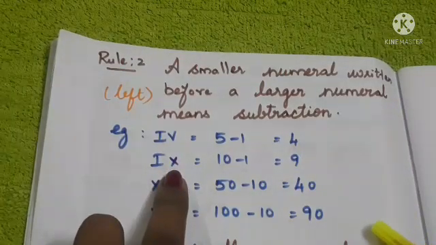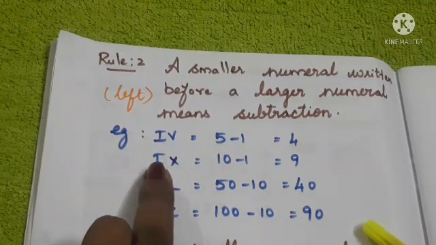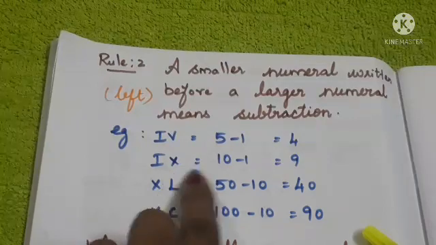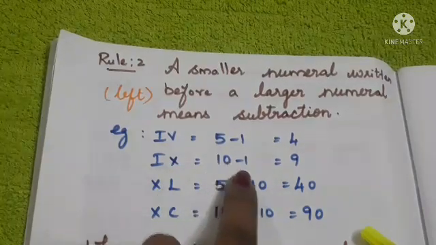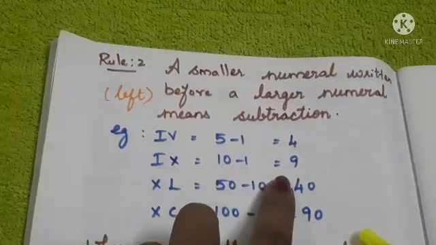Okay, look at next one, IX. Here X is the larger numeral. At the left side of the larger numeral we have the smaller numeral. So first we have to write the larger numeral, that means 10. X means 10 minus, we have to put the minus symbol, minus I means 1. So 10 minus 1 we will get 9.